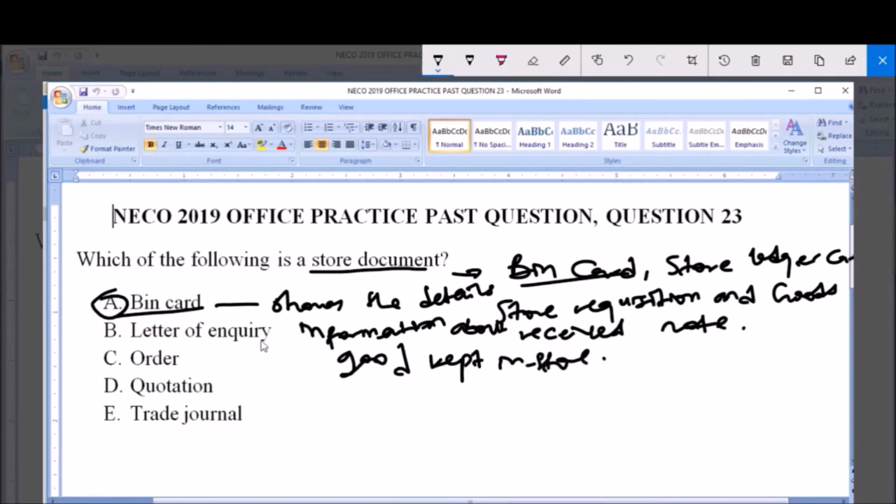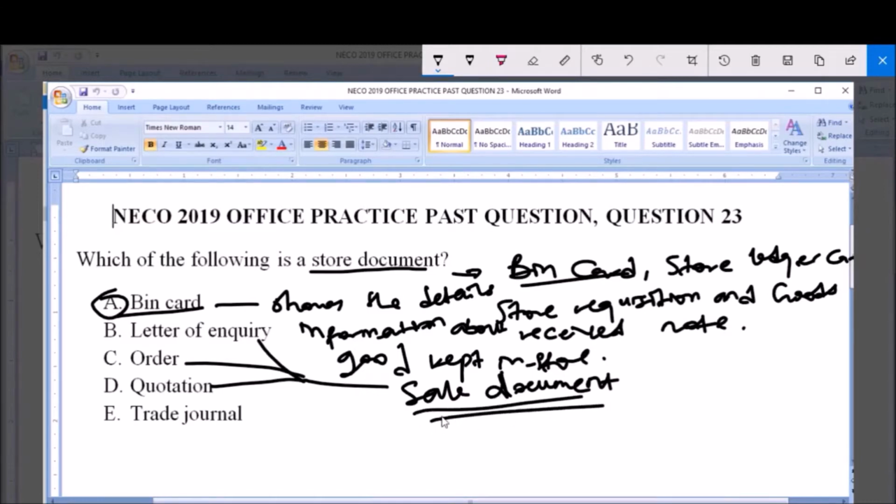Now, letter of inquiry, order, and quotation are sale documents. That is, they are documents that are used for sale transactions between two or more parties. So letter of inquiry, order, and quotations are sale documents. They are not store documents.